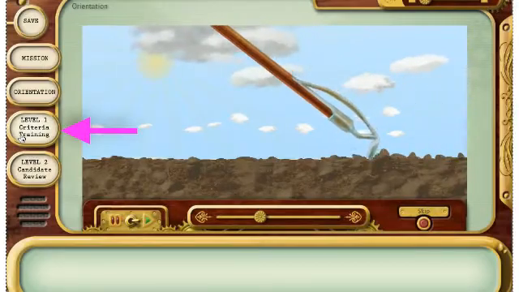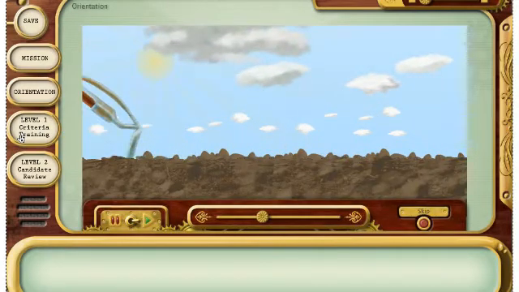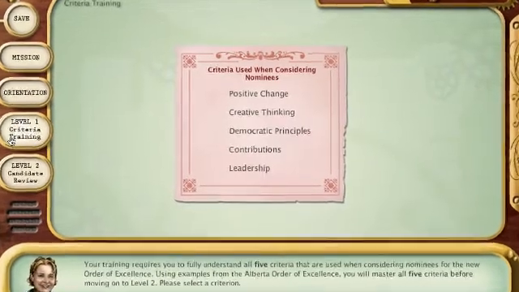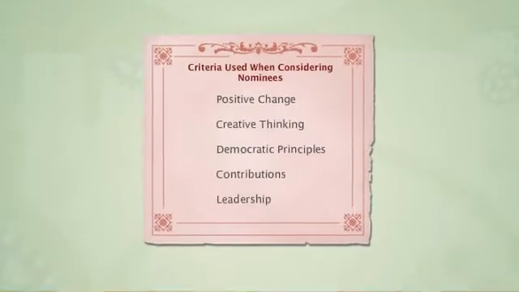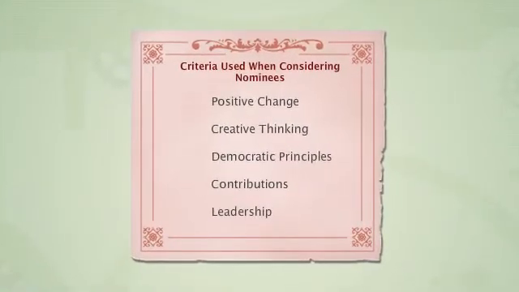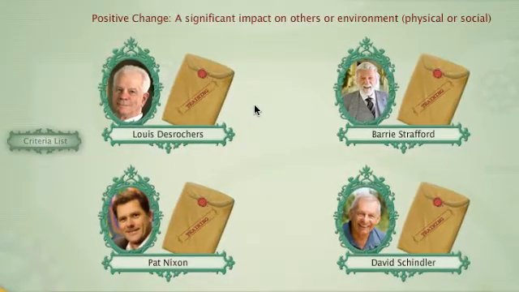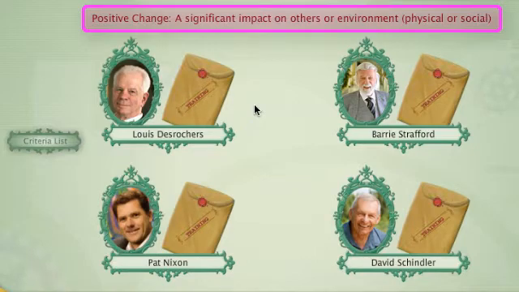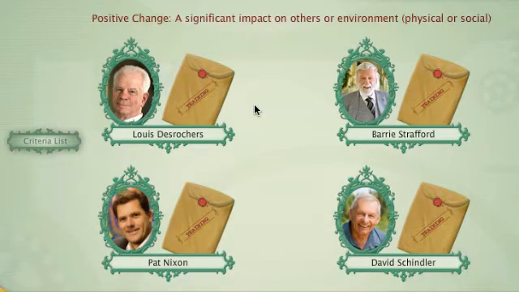When Level 1 criteria training is clicked, students are asked to master the 5 criteria that will be used when considering nominees for the new fictional order. When a criterion is selected, nomination packages for 4 members of the Alberta Order of Excellence are displayed. A brief definition of the criterion is provided. For each criterion, students must complete at least one of the 4 nomination packages.